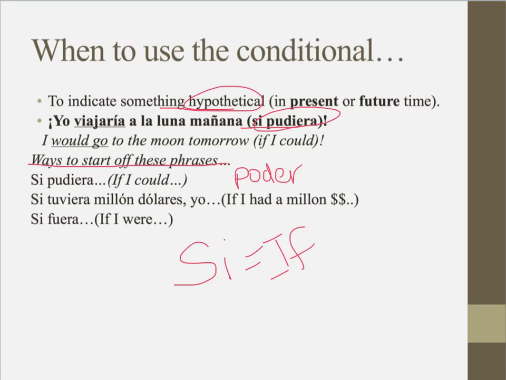Si tuviera $1,000,000, yo viajaría el mundo. I would travel the world. Si fuera mis padres, yo no daría problemas a mis niños. I wouldn't cause my kids problems if I were my parents. So we're talking hypothetical. None of these things are true, but if they were true, this is what you would do.